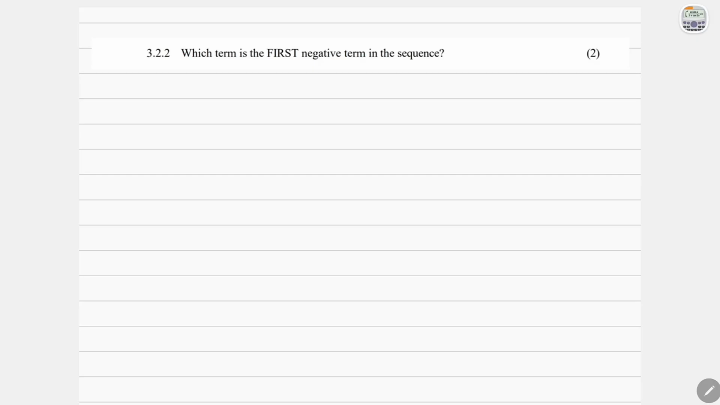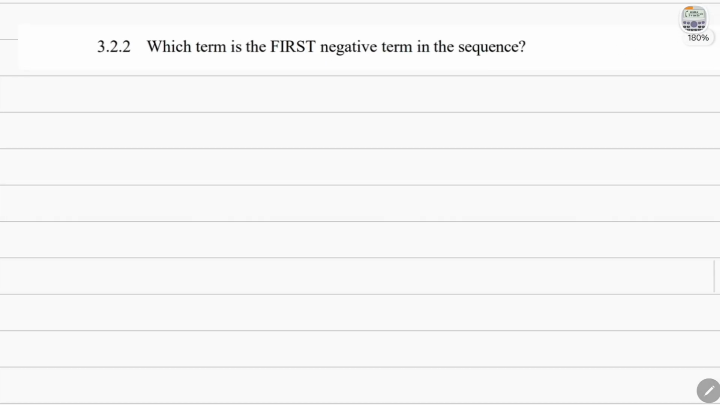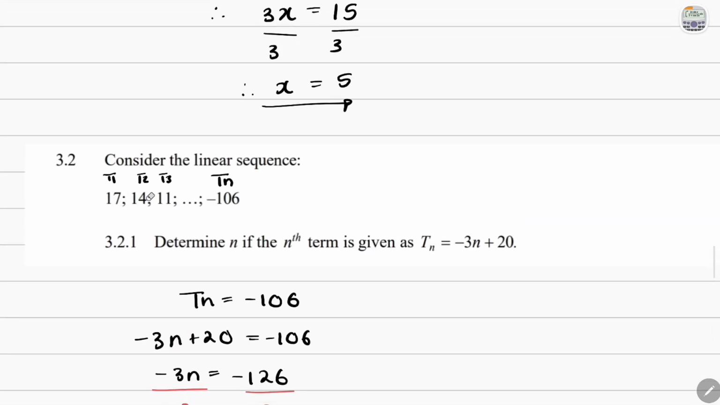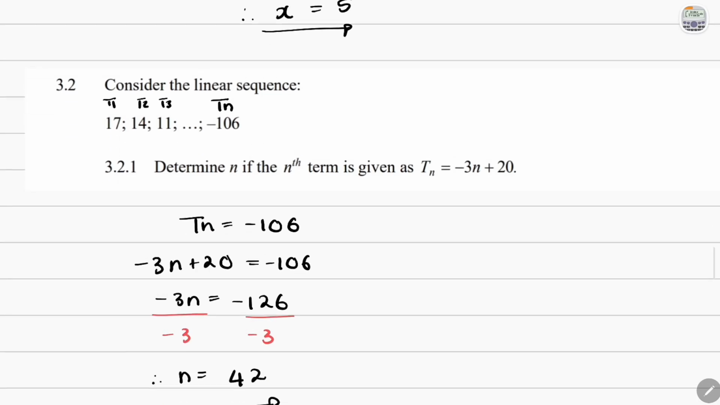Moving on to the next question. Question 3.2.2 says, which term is the first negative term in the sequence? Okay, just remember how terms work. A negative term just means the value of it is negative. So these are the term values. A general way to call the term values is by saying Tn, because this expression represents each term value at different term numbers, so at different values of n.